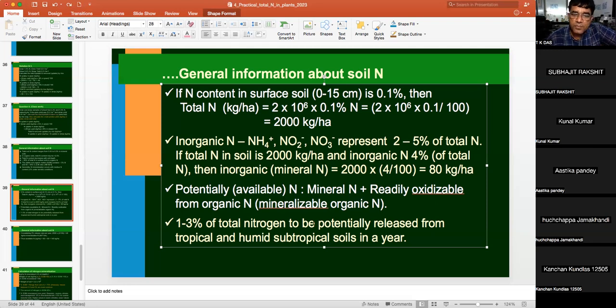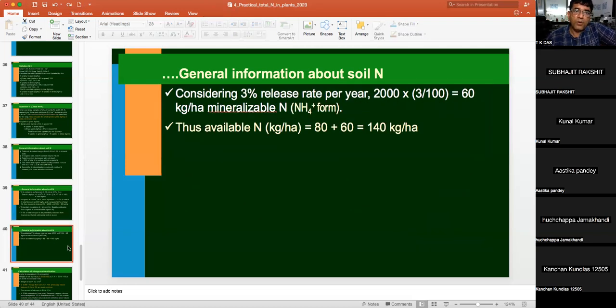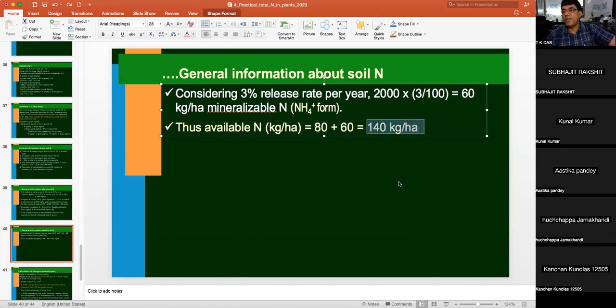Generally 1 to 3% of total nitrogen is potentially released from tropical and humid subtropical soils in a year. This was already discussed many times. Now, it can be 2% release, it can be 1%, it can be 3%. Consider 3% release rate per year. So 2000 into 3 divided by 100 is equal to 60. So 60 kg will be potentially mineralizable nitrogen. Thus available nitrogen will be 80 kg plus 60 kg, equal to 140 kg. This is how we can calculate the available nitrogen.